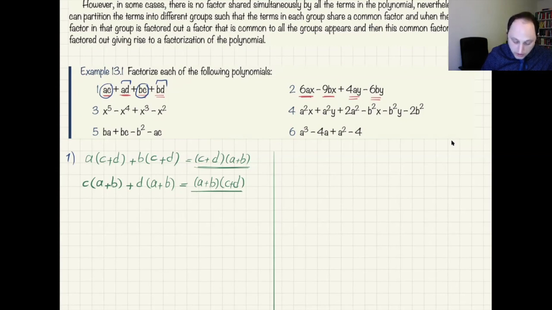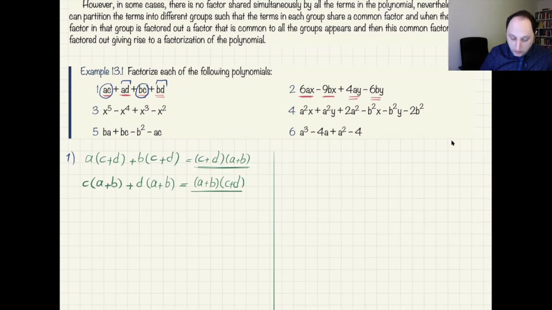So now you realize that my grouping was indeed a good one, yes? Because now you see that this common factor now emerges. And I can pull this out, and then it will give rise to the factorization of my polynomial. So I will take it out right now, so it becomes 2a minus 3b, then I will have 3x plus 2y. And that is the way that I factorize my polynomial, yes.